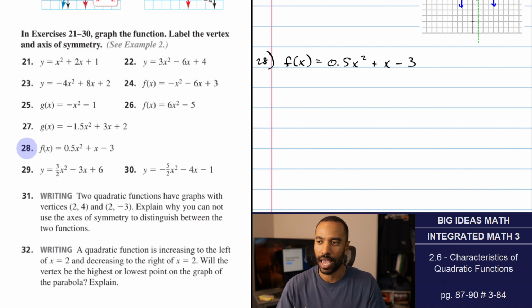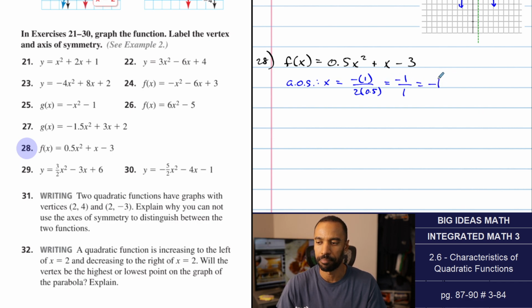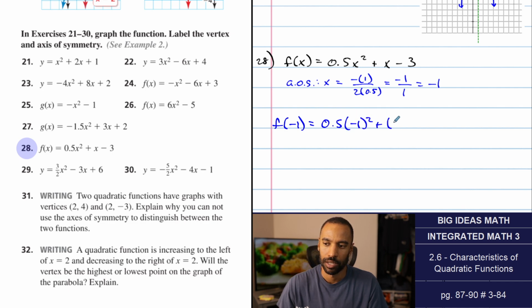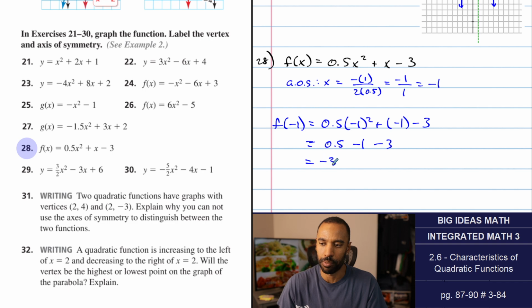Now, this one has an axis of symmetry, I think at negative 1. Let's see. X equals negative b over 2a. 2 times 0.5 is 1, so negative 1 over 1 is negative 1. Yep. And then the y value, f of negative 1, we're going to do 0.5 times negative 1 squared plus negative 1 minus 3. Negative 1 squared is 1 times 0.5 is 0.5. 0.5 minus 1 is negative 0.5. Minus 3 is negative 3.5.